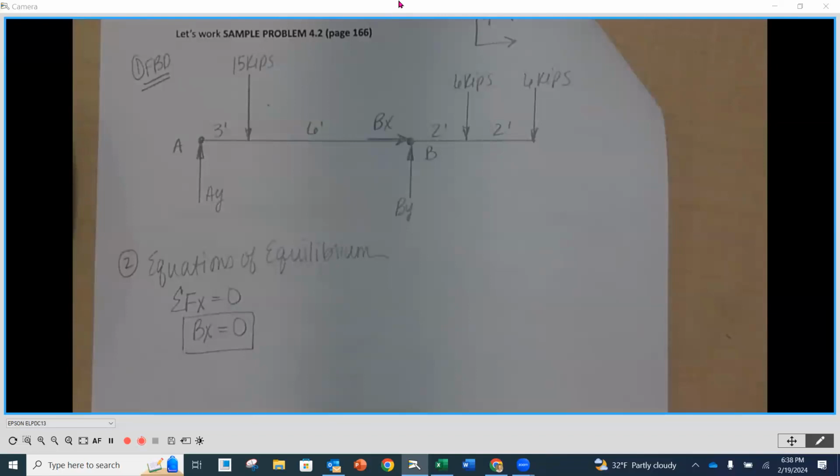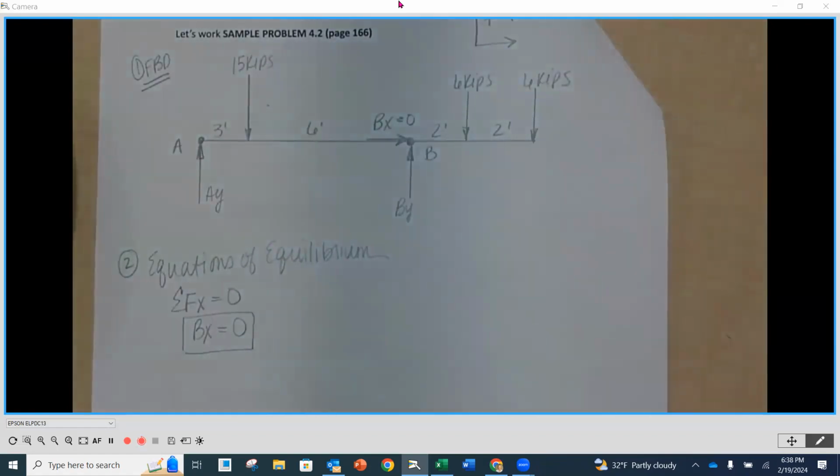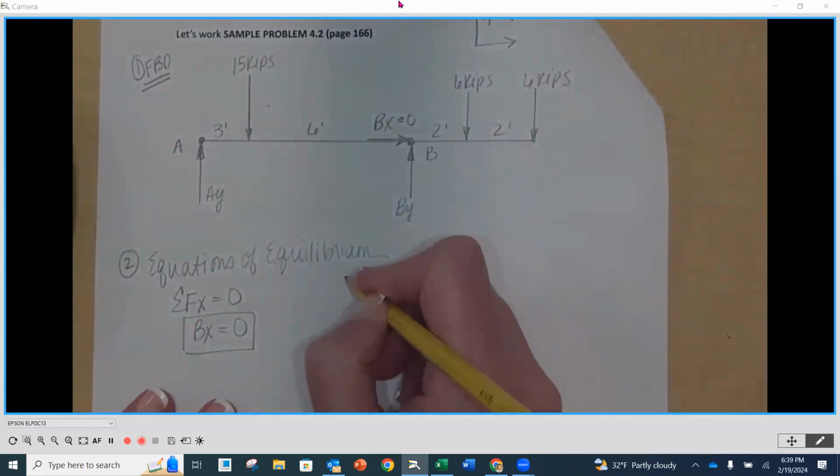All right, what are we doing next? So we've got our X solved for. We know this to be 0. Okay, but we still have to show it. We still need to calculate for it. What are we going to do next? Yeah, let's sum the forces in the Y. Yeah, let's do that. So I'm going to do that right next to it.